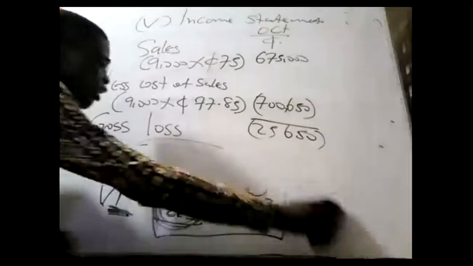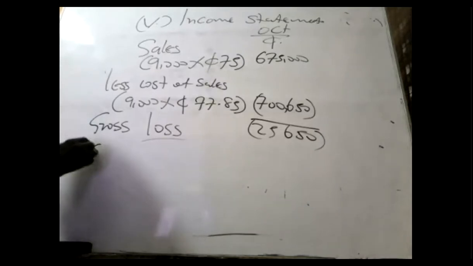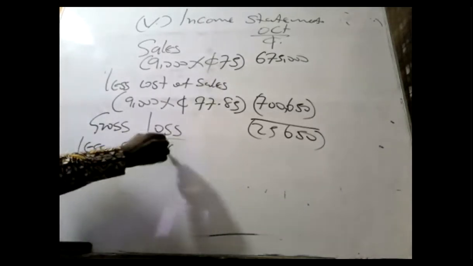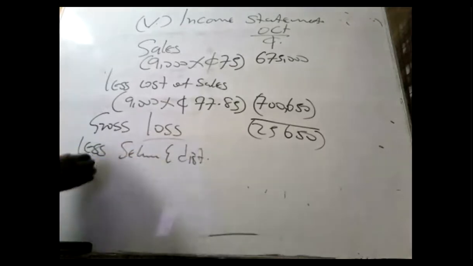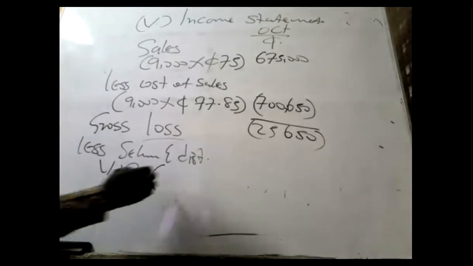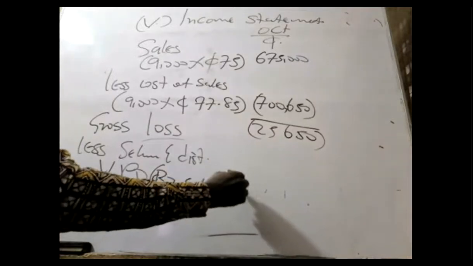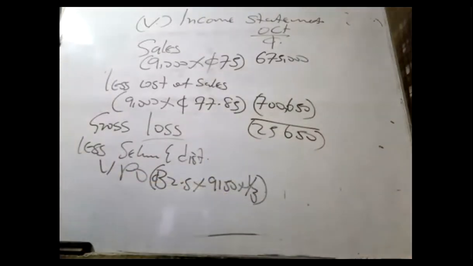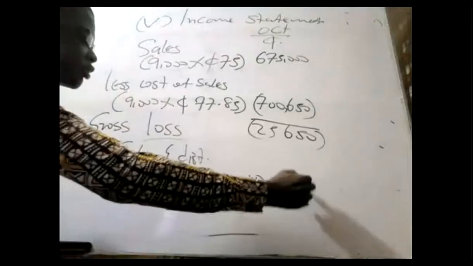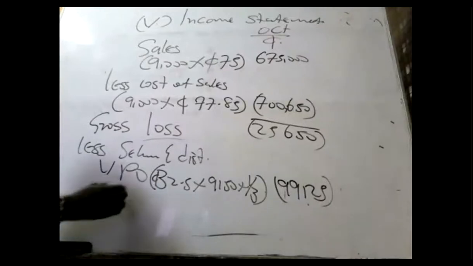So in short, a third, less selling and distribution costs. So right here, variable production overhead. If you forget, let's do the calculation here. 32.5 times 915 times 1/3. And then you give the answer. Basically, 99,125. Okay, then you go to fixed production overhead.